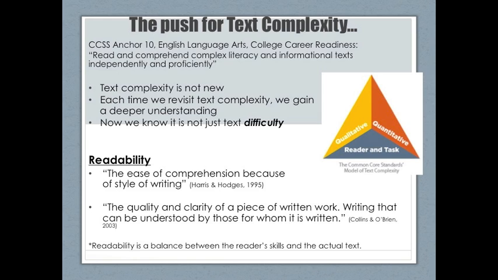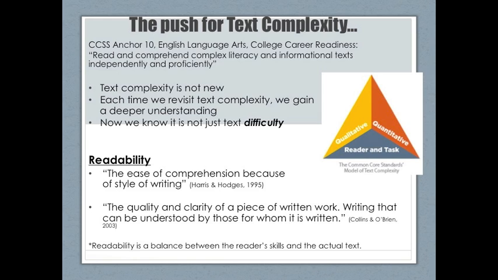As you can see on the slide, we have our image of the three parts of text complexity: the quantitative, qualitative, and the reader and task. With this comes along the idea of readability. We have two quotes on the slide that differ a little bit. The first quote talks about the style of writing. This is basically saying that people can understand text written in an easier style, such as chronological order, than something more complex, such as something with flashbacks.